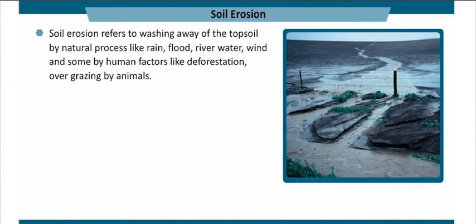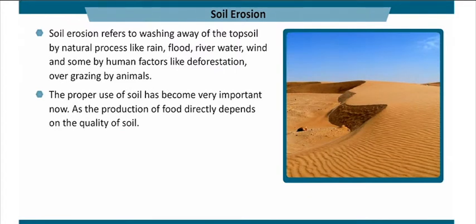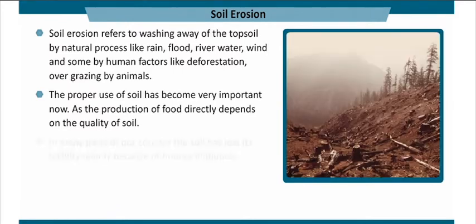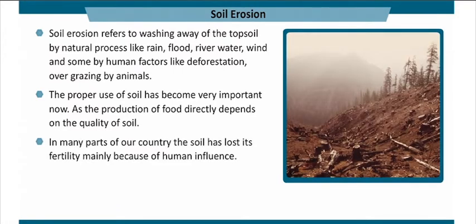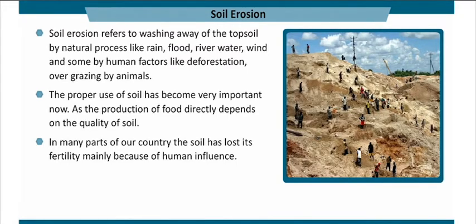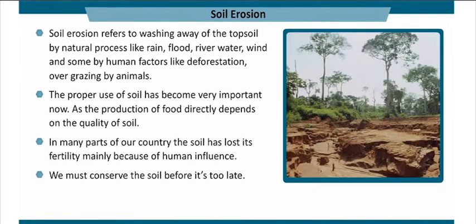Soil erosion. Soil erosion refers to the washing away of a field's topsoil by natural processes like rain, flood, river water, wind, and some by human factors like deforestation and overgrazing by animals. The proper use of soil has become very important now. As the production of food directly depends on the quality of soil, in many parts of our country the soil has lost its fertility mainly because of human influence. Soil must be used in such a way that it sustains its quality for generations to come. Awareness usually occurs only when the property is damaged and the productive areas of the soil are lost. We must conserve the soil before it's too late.